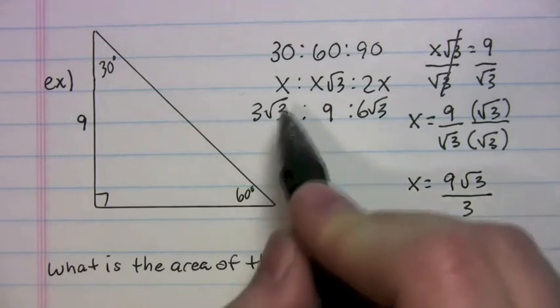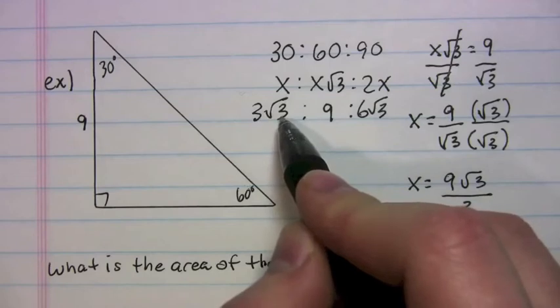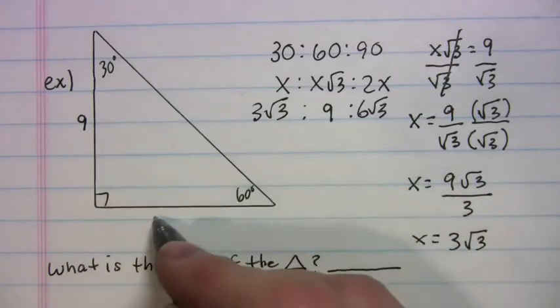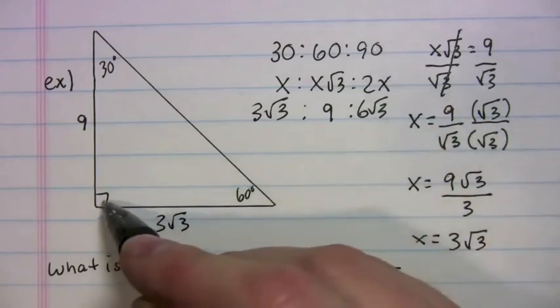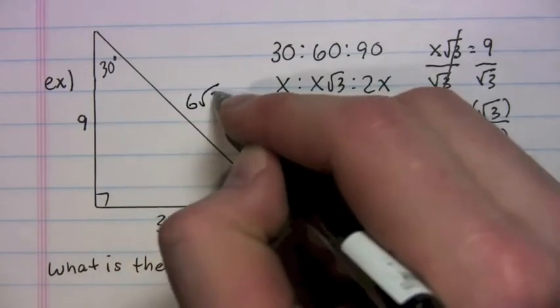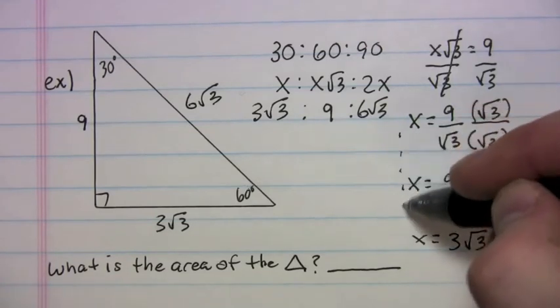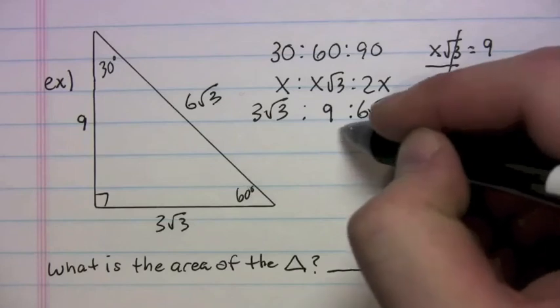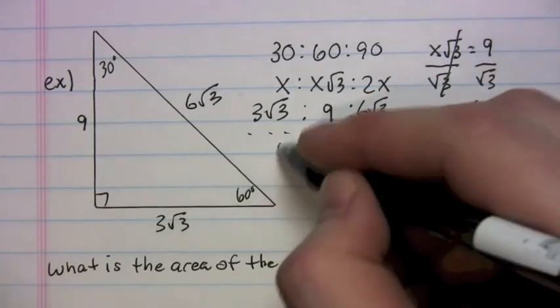Okay, so now I have my side lengths, I can pop them in. Opposite 30, 3 radical 3. Opposite 90, 6 radical 3. And what does this problem want to know? It wants to know, let's see, what did I ask? What is the area of the triangle? Okay, so I'm running out of space here again. It's going to get a little cramped, but let me see if I can fit the work in right over here. So what do we know is the area?